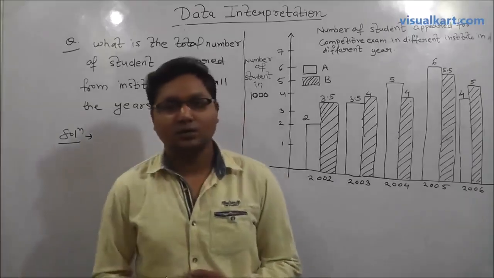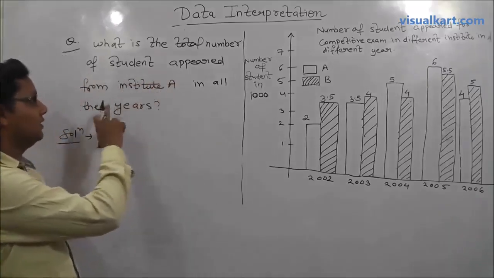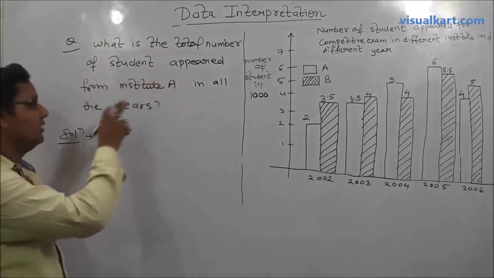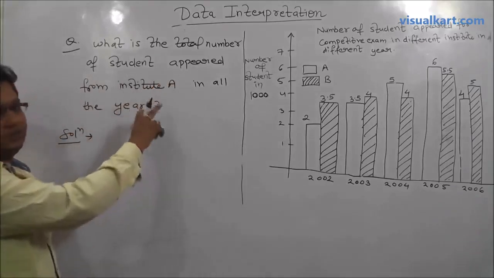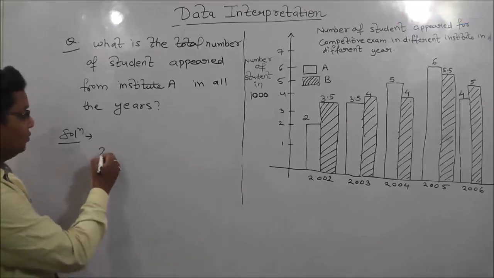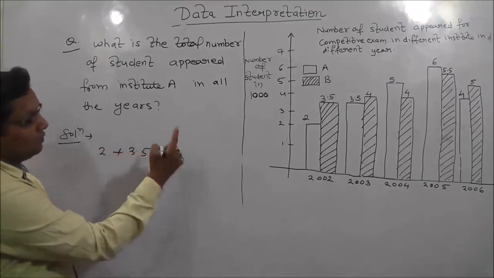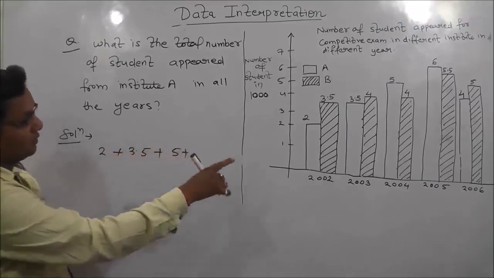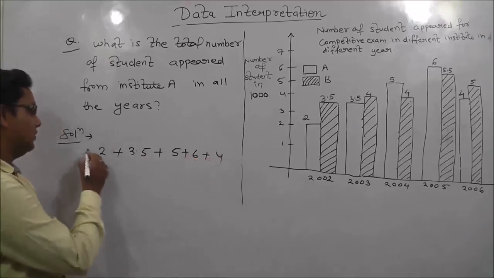So let's see one question, that is, what is the total number of students appeared from Institute A in all the years? Okay, we have to find the total number of students in Institute A in all the years. So in 2002, how much is there? 2. In 2003 it is 3.5. In 2004 it is 5. In 2005 it is 6. And then 4. Okay, so this we have to add.